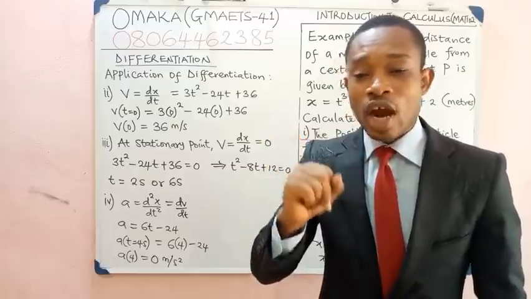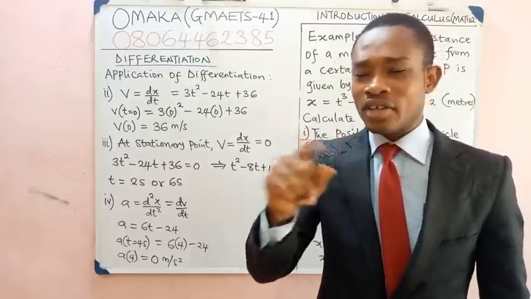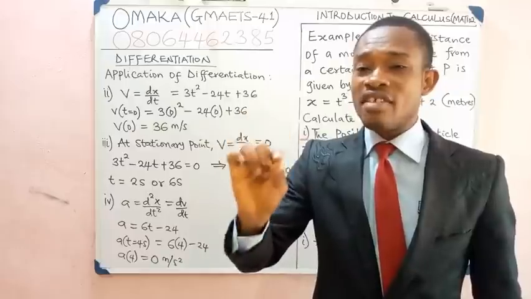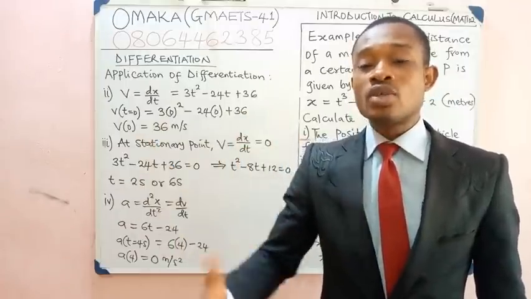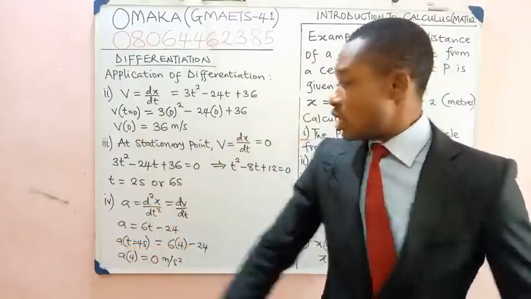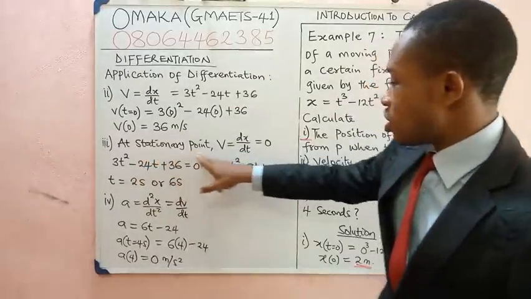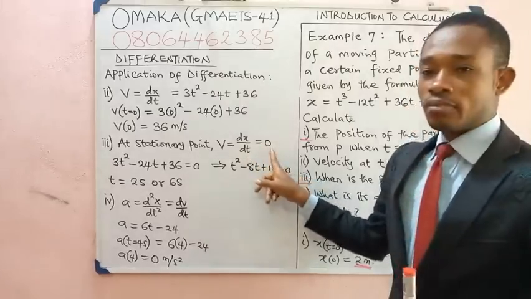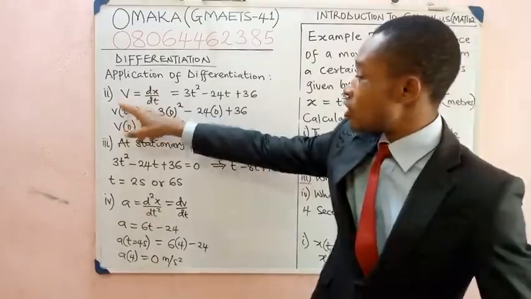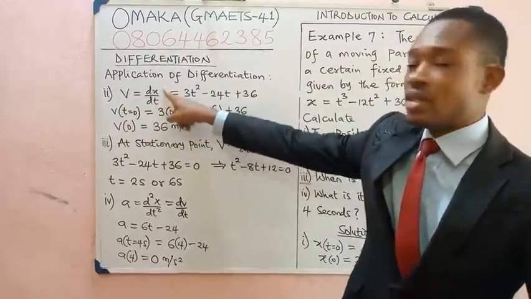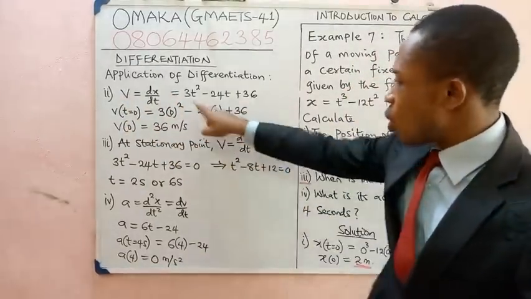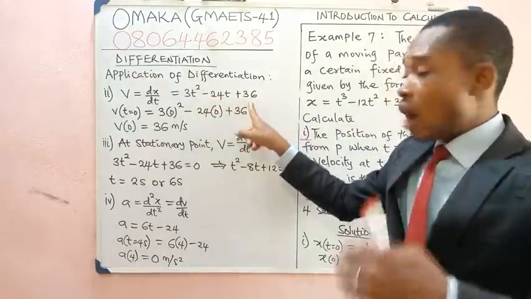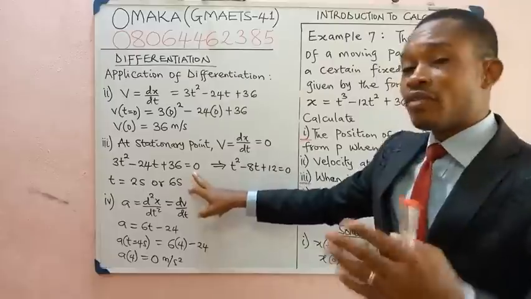Remember one application of differentiation: determining the critical point or stationary point or turning point. What it simply means is take the first derivative of that function and equate it to 0, solve whatever you have there. So look at it here. Now at stationary point, velocity, which is dx/dt, is equal to 0. Already from this second part of the question, we have already obtained dx/dt. So all I will do is to equate that dx/dt, which is 3t squared minus 24t plus 36, to 0. That's the meaning of that stationary point.